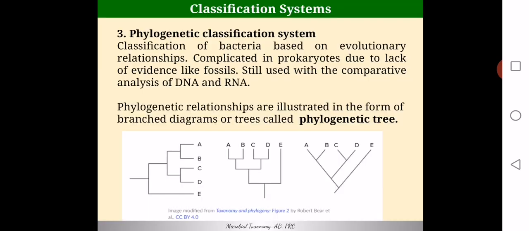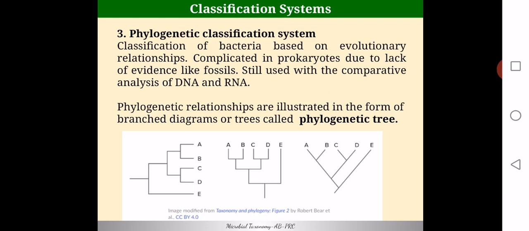Now, the second one, or the third category, is called phylogenetic classification. Here there is a phylogenetic analysis, which means the evolutionary relationships of organisms are identified. In the phenetic system, we were not looking at the evolutionary relationships, but here in the phylogenetic system, we are much more interested in the evolutionary relationships of organisms.